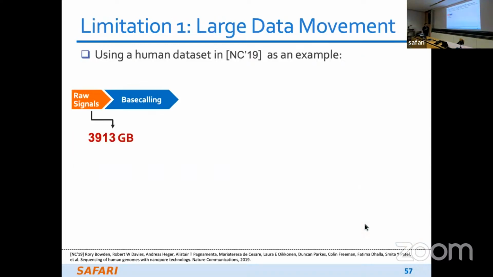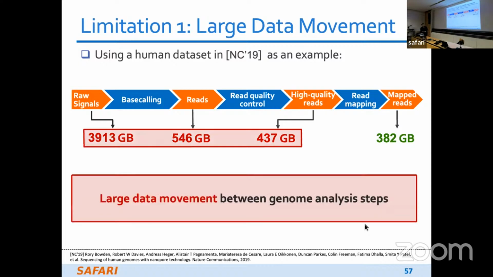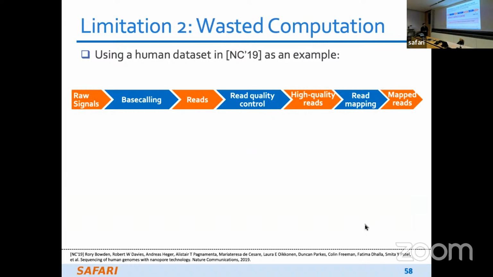So again, I'll illustrate these problems at a bit lower level. So assume that the raw signal data you generate is relatively large. You base call it, the data size reduces a bit. You do some analysis, your data size reduces a bit further. You do again some more analysis, then your data size again reduces, right? So what you're essentially doing is that between the analysis steps, you're moving large volumes of data between the steps, right? So there's lots of data movement here.